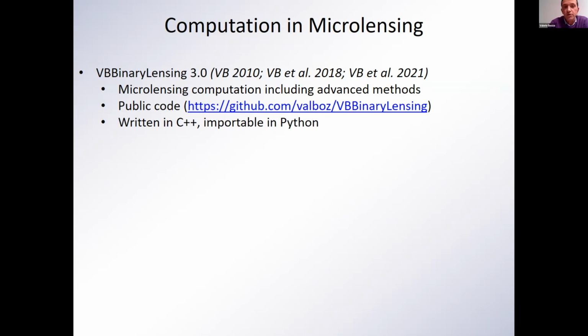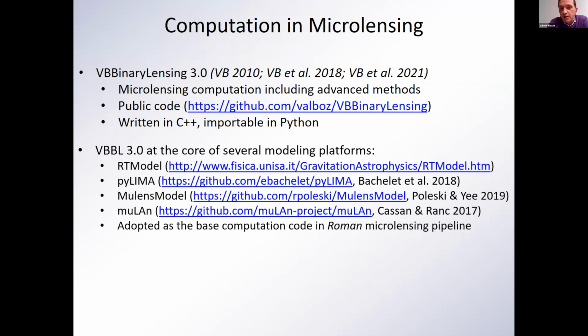It's a public code. It's written in C++. It is importable in Python. And in practice, all current publicly available platforms doing microlensing, such as pyLIMA, MulensModel, and MuLAN, have adopted this VBBinaryLensing code as their core code. And this will also be used for the development of the Roman microlensing pipeline.